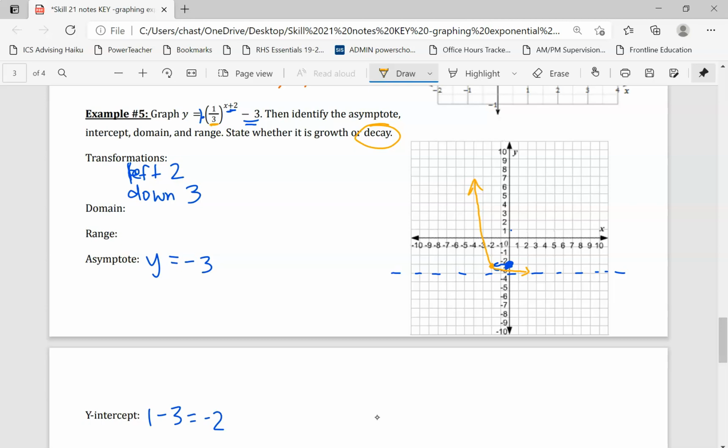Okay? The domain, of course, is still all real numbers. The range, of course, is going to be y is greater than negative 3. All right, so now you've got some basics. We'll spend some time together in class talking more about these specific pieces, okay?